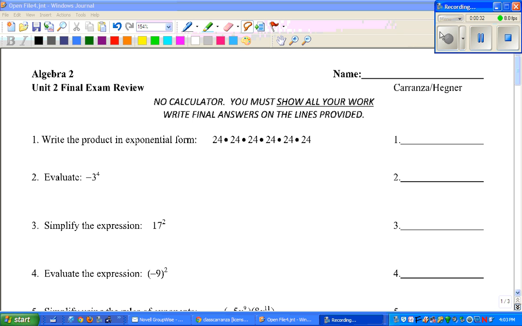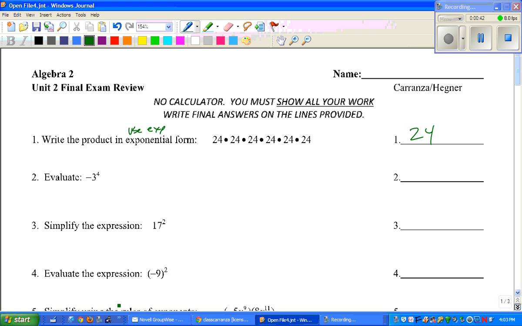All right, number 1 says write the product in exponential form. Okay, so we're going to use exponents. All right, 24 is our base. And now all we have to do is count how many of those 24s do we have. Okay, and when you count them all up, you should get 6.